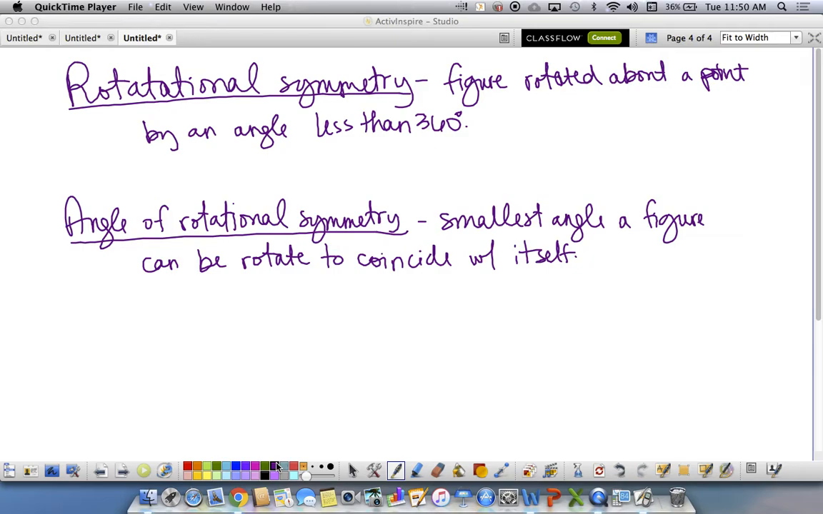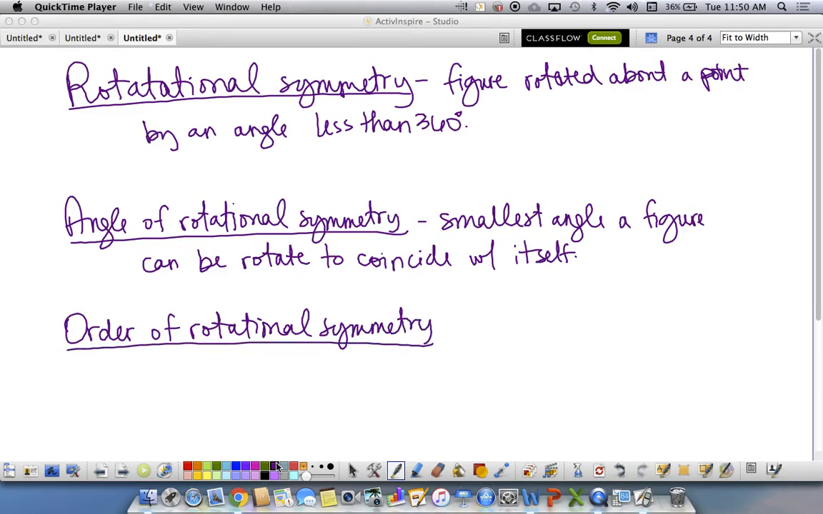There's one more definition. We'll talk about the order. The order of rotational symmetry, because we'll talk about all these at the same time in just a second, is how many times in that 360 degrees it will coincide with itself. The number of times a figure with rotational symmetry coincides with itself as it rotates.